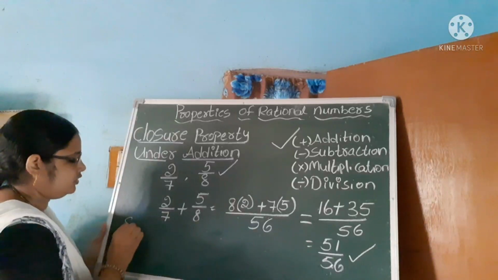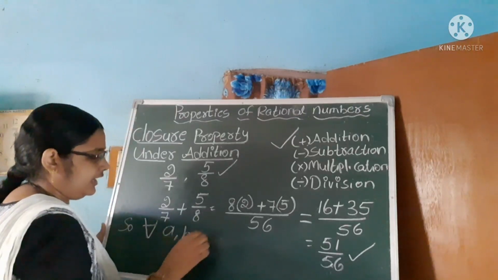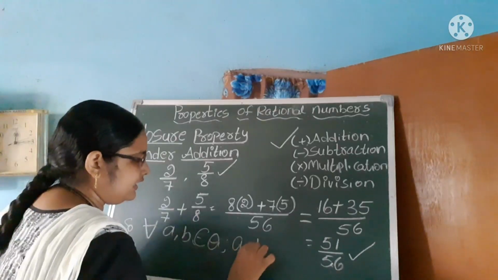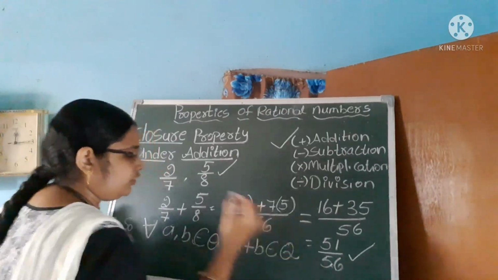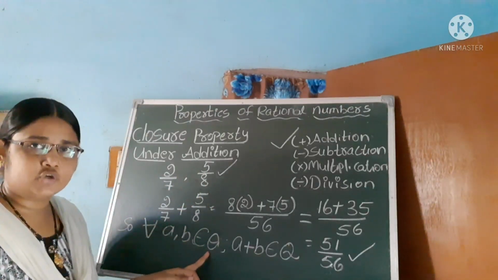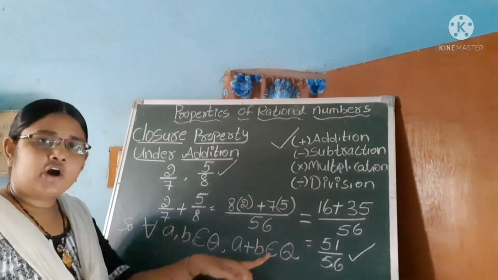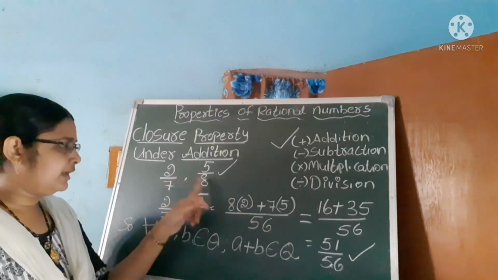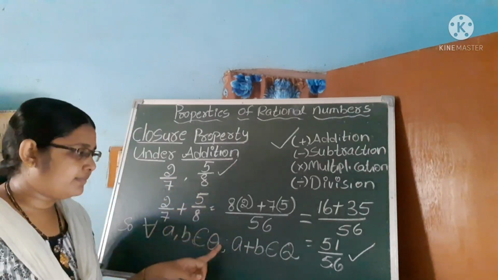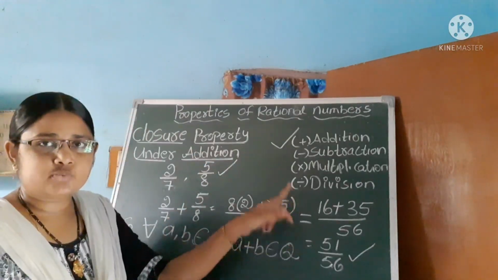So, for all a and b belonging to Q, such that a plus b belongs to Q. Here a and b belong to Q, that means Q means rational numbers, such that a plus b belongs to Q. So if a and b are two rational numbers, then a plus b is also a rational number. So closure property is satisfied under addition.